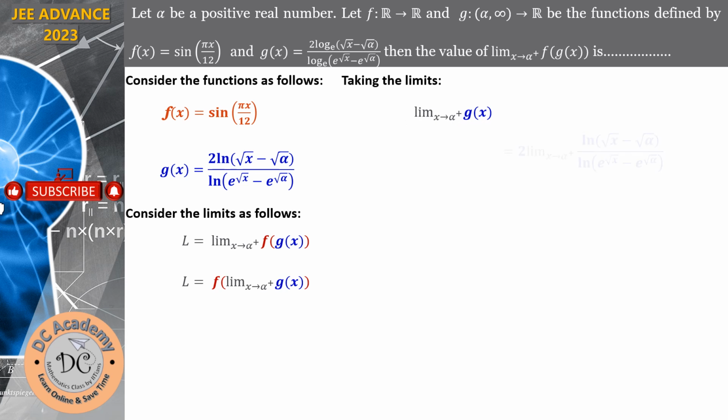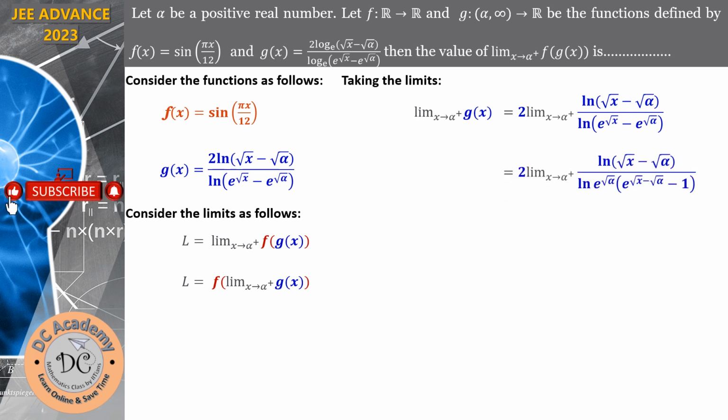So now we just place the function in the place of g, and 2 is taken outside because it is a constant. Now we take e to the power minus alpha common from the denominator. Here we can easily take that e to the power minus alpha common, so that we will have the same function e to the power root x minus root alpha. So that's why we take that e to the power root alpha common.